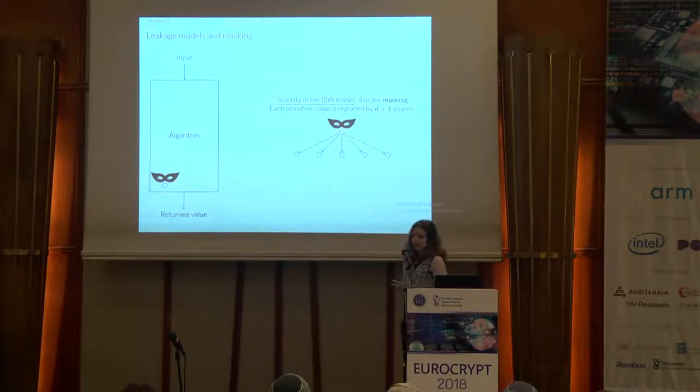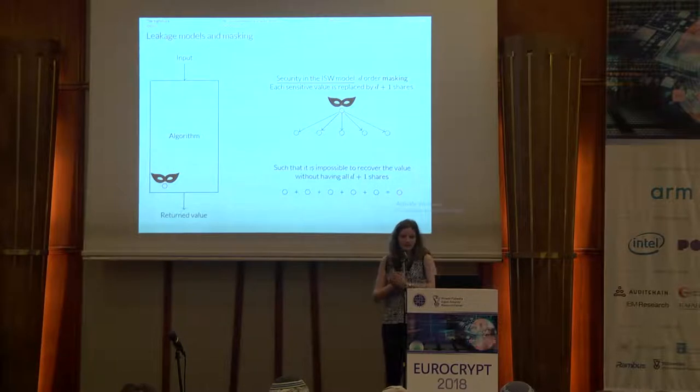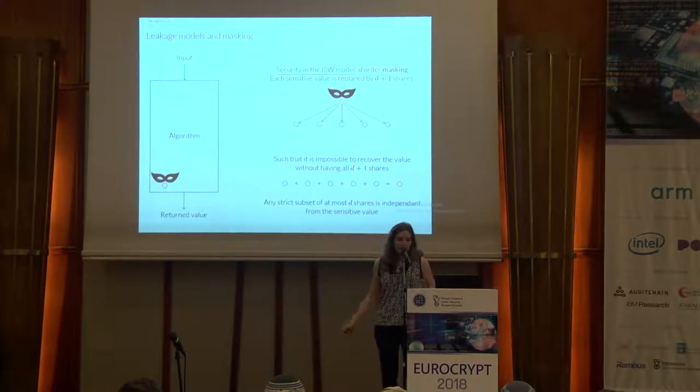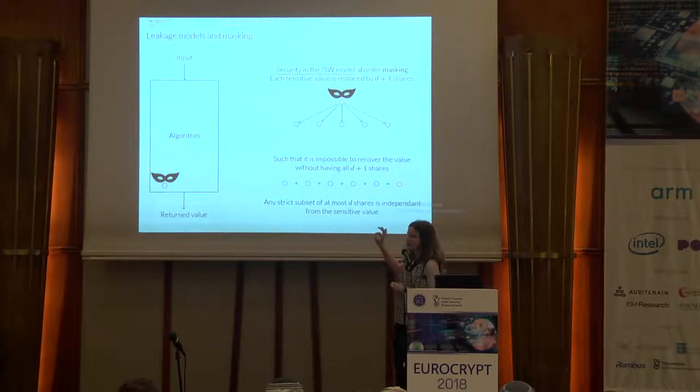So masking is a countermeasure which is securing a scheme against an ISW attacker. So it's at an order D. And each sensitive value is replaced by D plus one shares. And the idea is that it is impossible to recover the value without having all the shares. So it's a secret sharing. And then any strict subset of at most D shares is independent from the sensitive value. So each sensitive value must be shared into D plus one shares inside the algorithm. So we can see that it can be really costly in terms of performance.